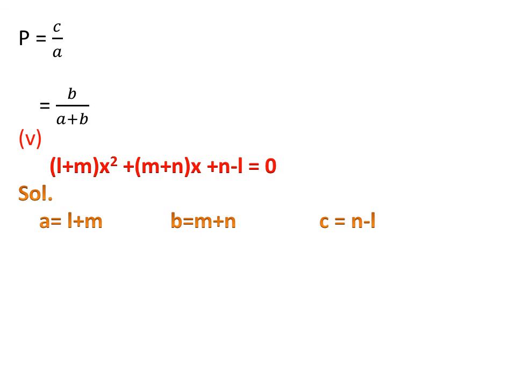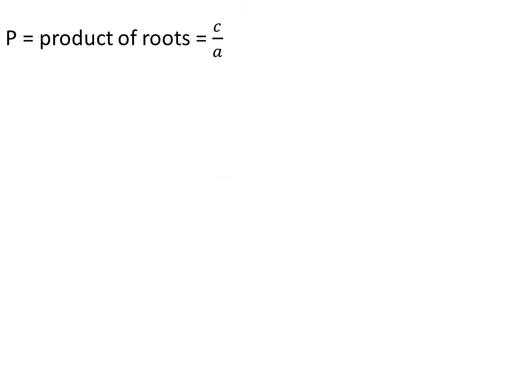For finding the sum, first of all we will write s equal to minus b over a. In this equation we will put the values of b and a, which will give us the next equation as minus (m plus n), which we write in the numerator because it is the value of b, and in the denominator we will write the value of a, which is l plus m. And for finding the product we will write p equal to product of the roots, which is equal to c over a. By putting the values of c and a we get n minus l over l plus m. In this way we can find the sum and product of the roots of the given equations.